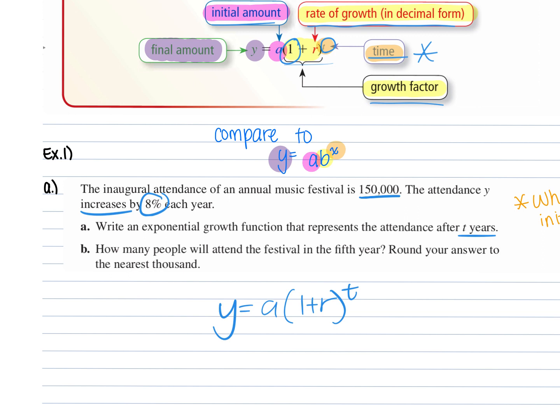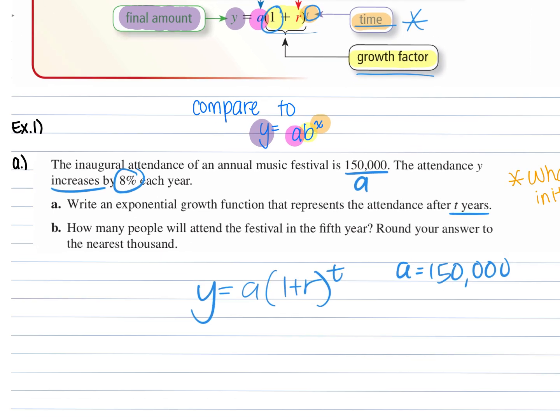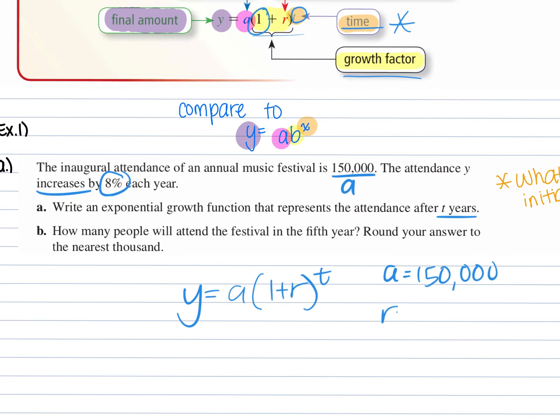So now, a, we don't know, but we can figure it out based on this problem. It's whatever we started with. How many people did we start with? 150,000. So write that as A. That's what we're going to plug in for A. 150,000 people. And then year after year, are more people or less people attending the music festival? More, because it says it increases. Now, it increases by what rate? 8%. So guess what R is?